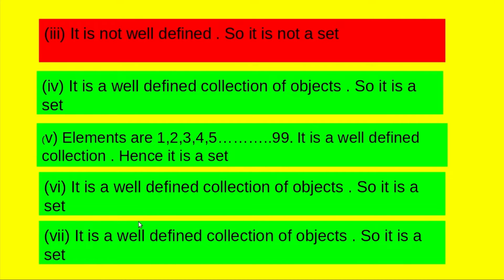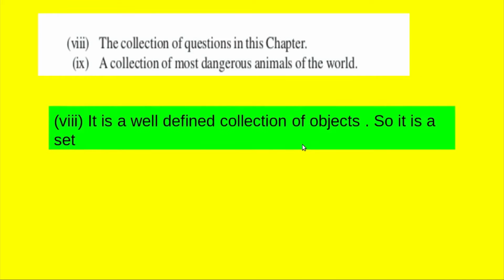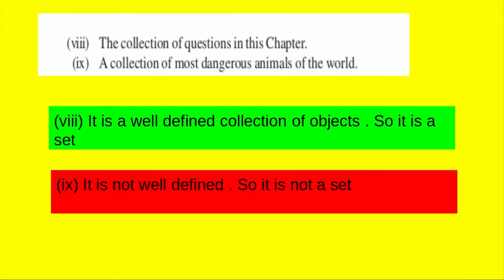The next one is the collection of all even integers. It is a well-defined collection. Hence, it is a set. Next question, the collection of questions in this chapter. In this chapter, there are several questions. It is a well-defined collection. Hence, it is a set. The collection of most dangerous animals in the world. It is not well-defined. Hence, it is not a set.